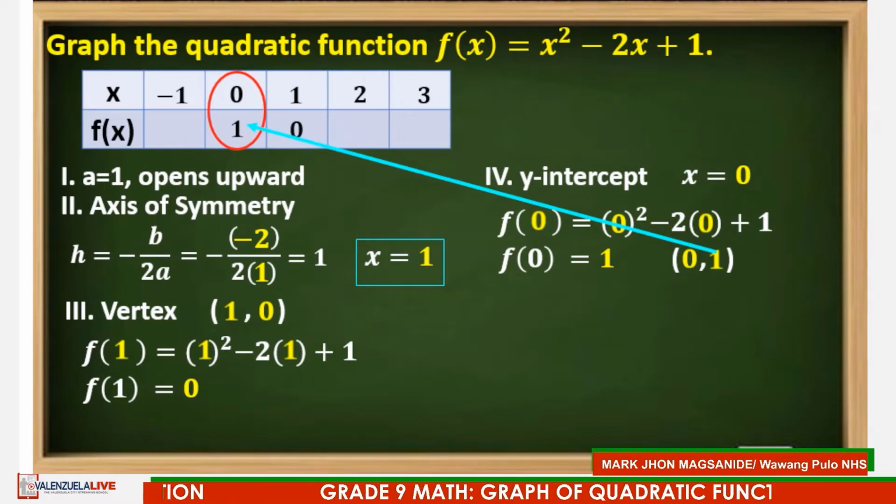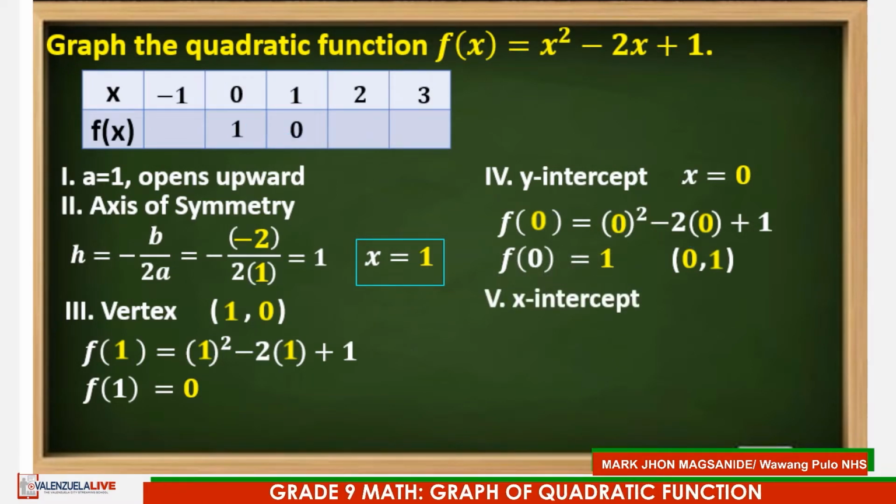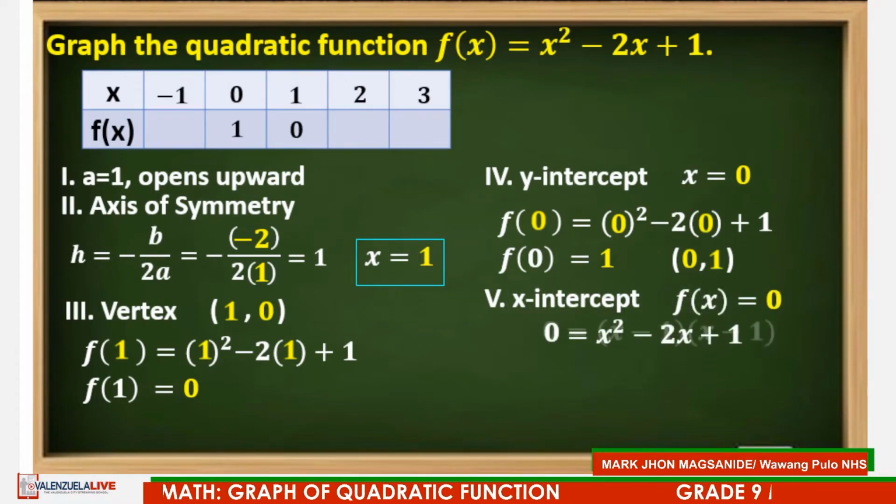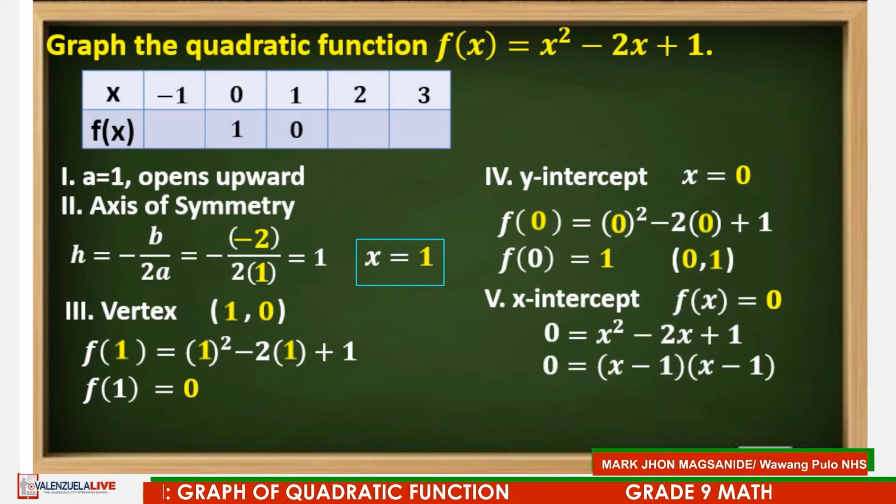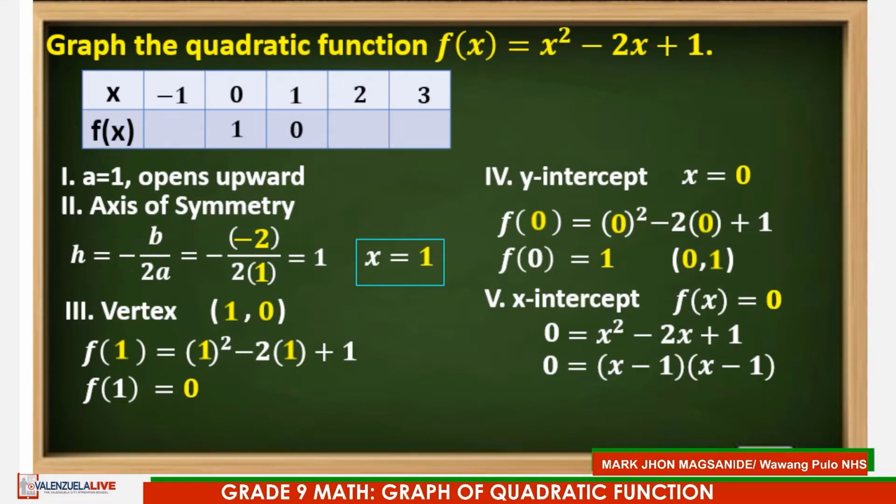Next, determine the x-intercept by setting the value of the function to 0. Thus, 0 is equal to x squared minus 2x plus 1. Using the factoring method, 0 is equal to the quantity x minus 1 times the quantity x minus 1, or we can simply express this as 0 is equal to the square of x minus 1.